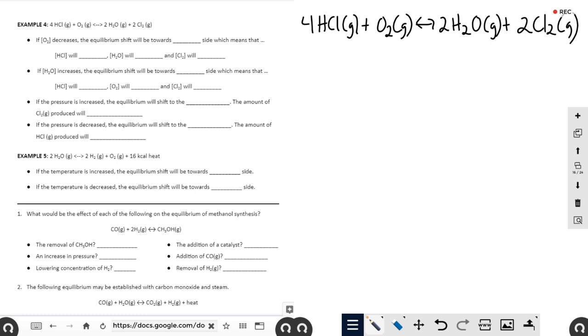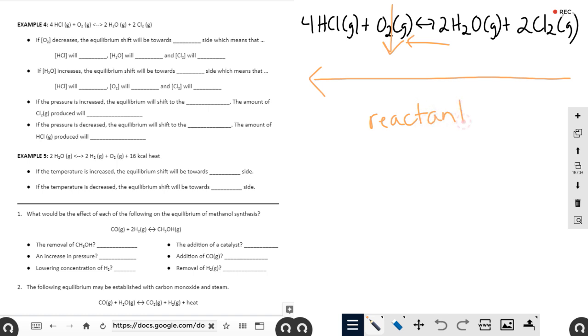Okay, so we have this equation. If O2 decreases, the equilibrium will shift where? So what's the crisis when it decreases? I don't have enough, quick, make more. Go toward it. So my equilibrium is going to shift this way. Now I have to fill out a whole bunch of stuff afterward, okay? So if the O2 decreases, equilibrium shift will be toward the reactant side, okay?